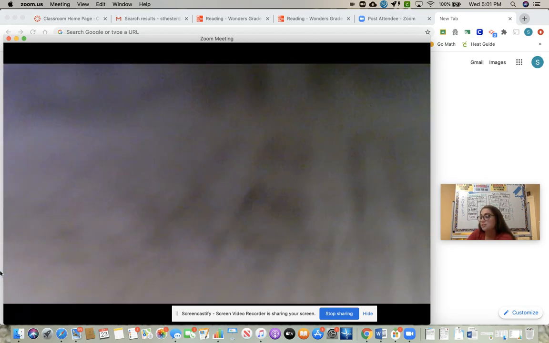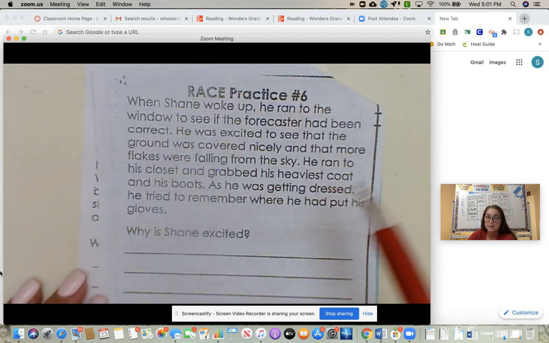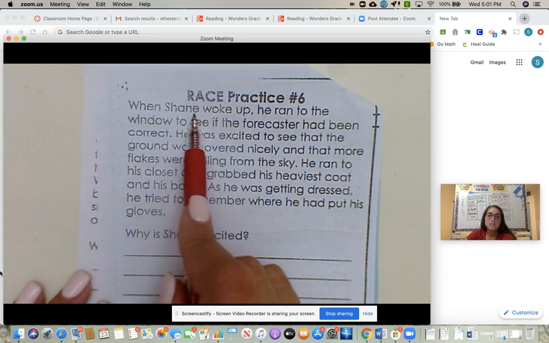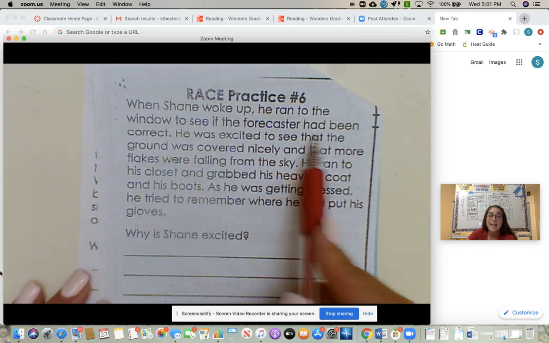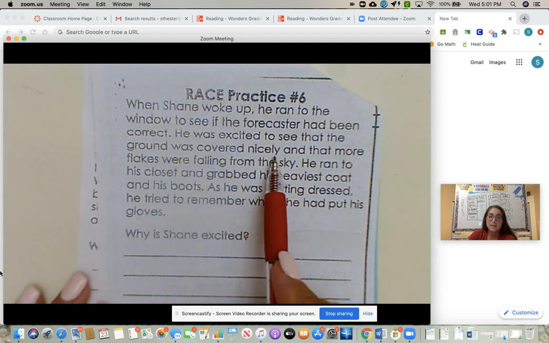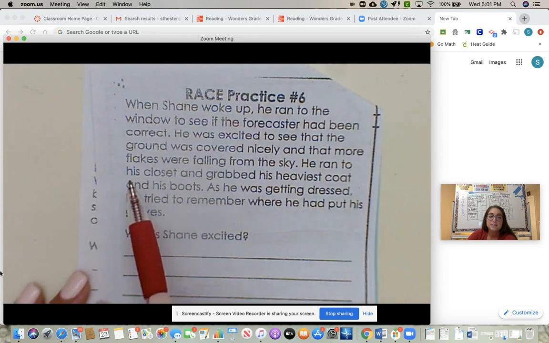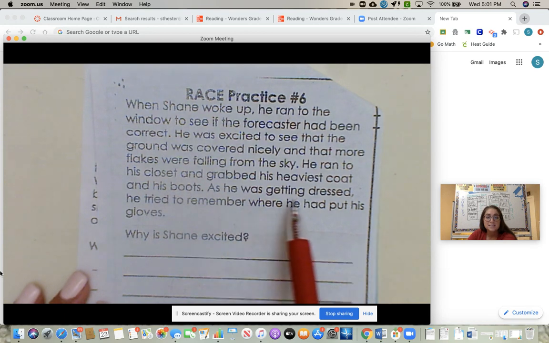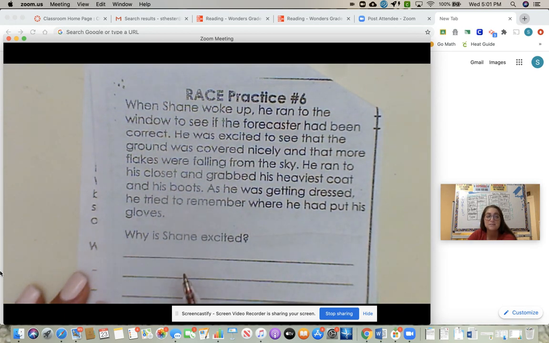All right, now turn to race practice number 6. We're going to read it together, but you are going to do this on your own. When Shane woke up, he ran to the window to see if the forecaster had been correct. He was excited to see that the ground was covered nicely and that more flakes were falling from the sky. He ran to his closet and grabbed his heaviest coat and his boots. As he was getting dressed, he tried to remember where he had put his gloves.